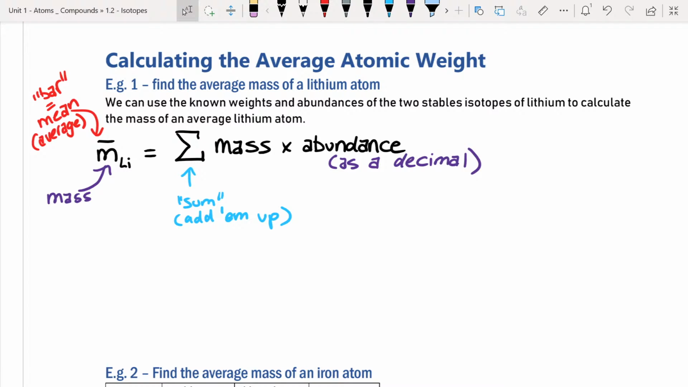So 7.0160. And what are we multiplying it by? Yep, and as a decimal, right? So showing that as a decimal. Yep, keep going. Give me all 4. Awesome. Does that make sense? You can do that in one step in your calculator, right in your phone, and it'll give you the average. Does that make sense?